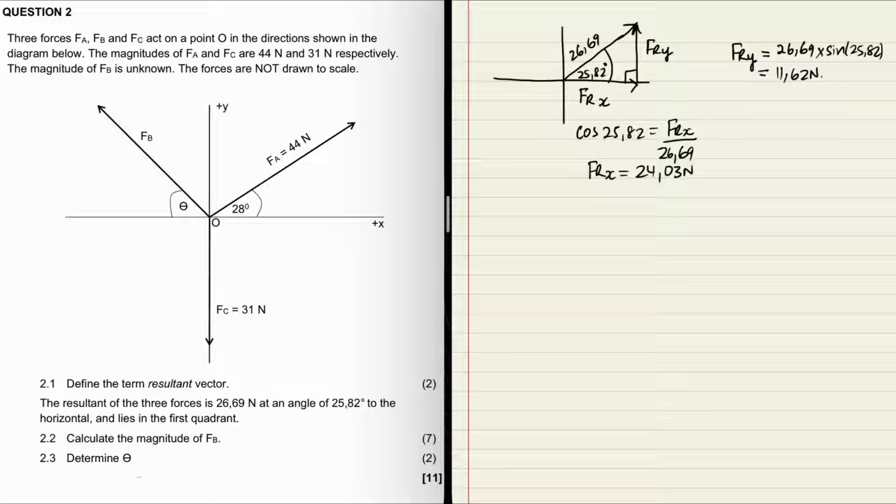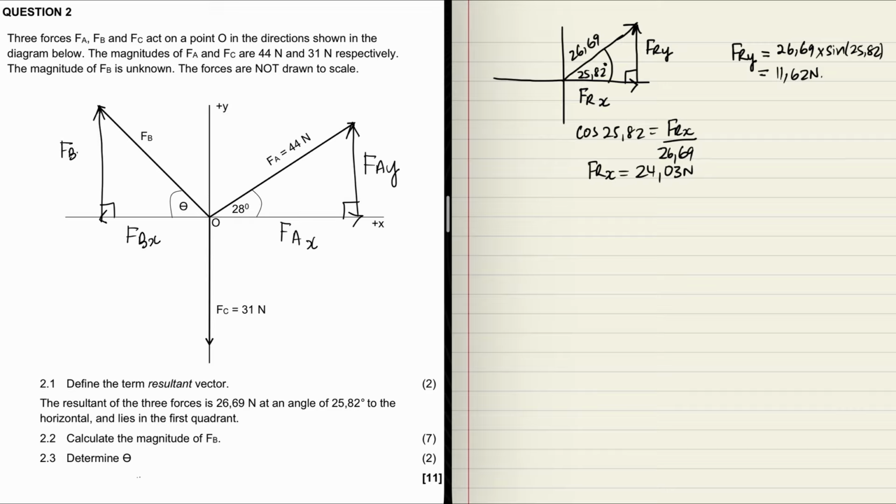Now that I know the components of the resultant, I can then equate that to the components of FA, FB, and FC if applicable. Now FA, if I complete this triangle, is going to have a horizontal component that I'm going to call FAX. That's going to act to the right. And it's going to have a vertical component that's going upward. I'm going to call that FAY. Then similarly for B, it's going to have a horizontal component and a vertical component. I will call the horizontal FBX and the vertical FBY.